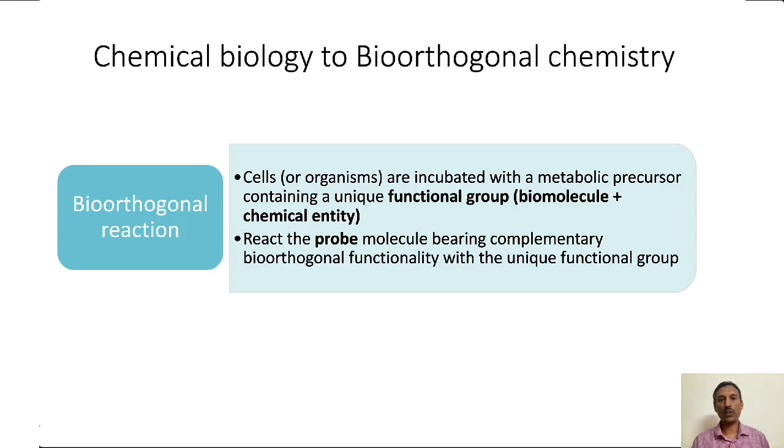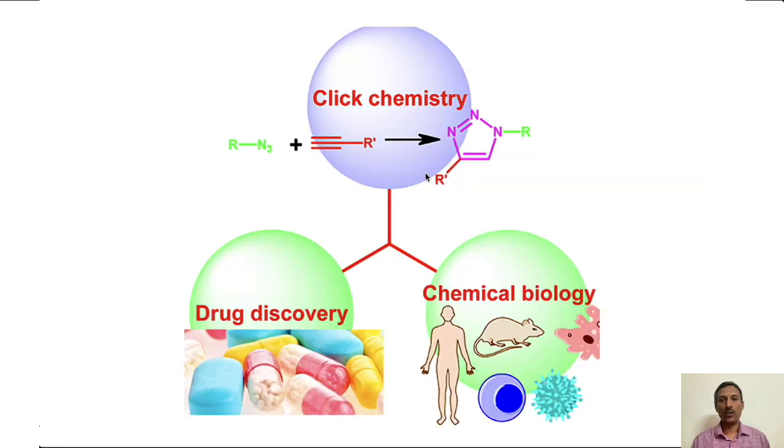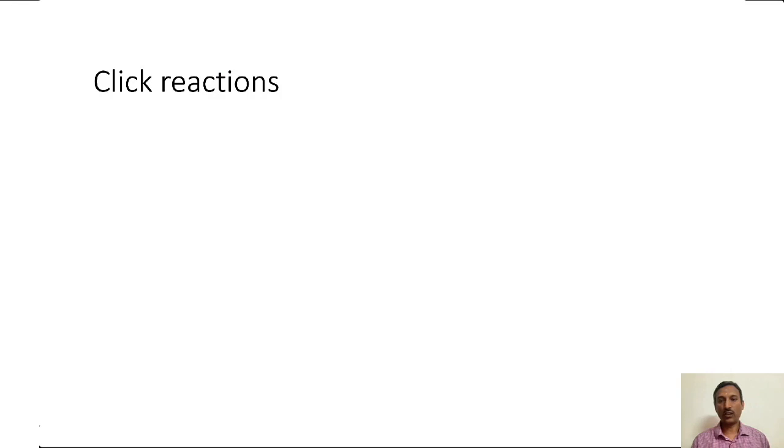So, in the bioorthogonal reaction, we actually carry out the reaction between two functional groups, and this is going to be very specific for one particular functional group only. The first and foremost reaction is the click chemistry. The click chemistry is used in both drug discovery and chemical biology. Of course, this reaction is now being used for bioorthogonal chemistry as well. So, what are click reactions?